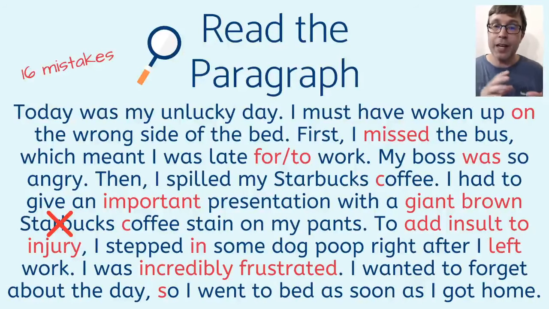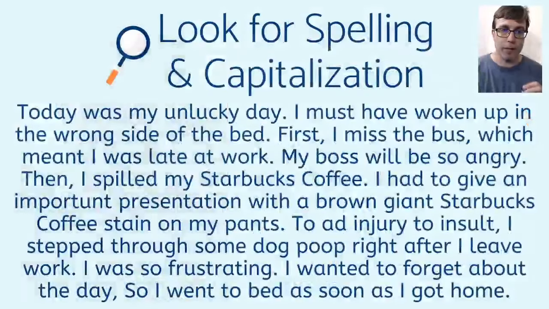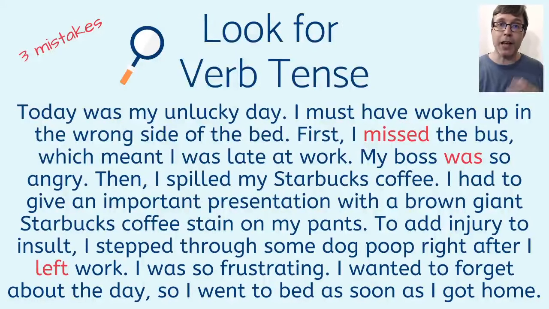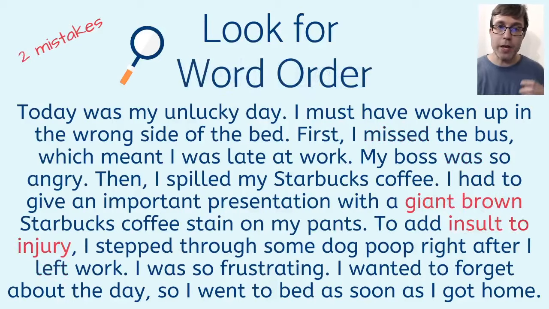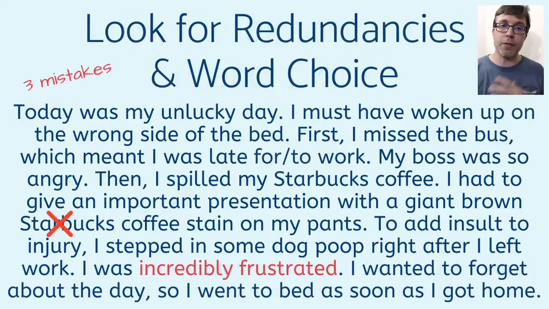And then, like I said, a way to practice that would be to go back and say, okay, how many mistakes did I make for each one? So for example, I think with this one, all right, spelling and capitalization, I made 5 mistakes. With verb tense, I made 3 mistakes. With word order, 2 mistakes. Prepositions, there were 3 mistakes. And then word choice and redundancies, 3 mistakes.